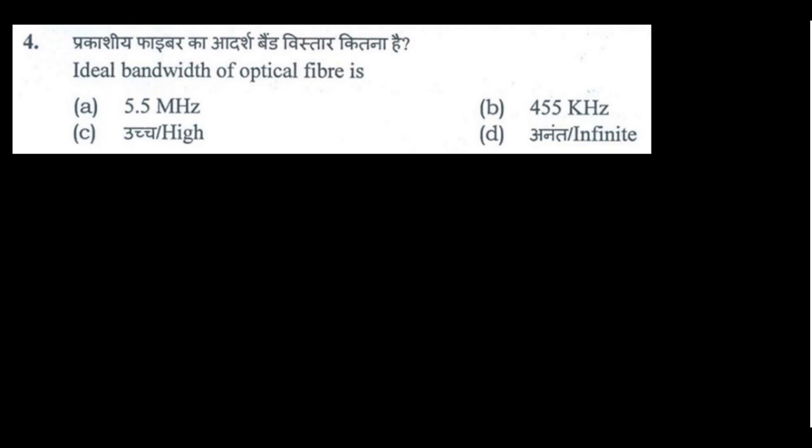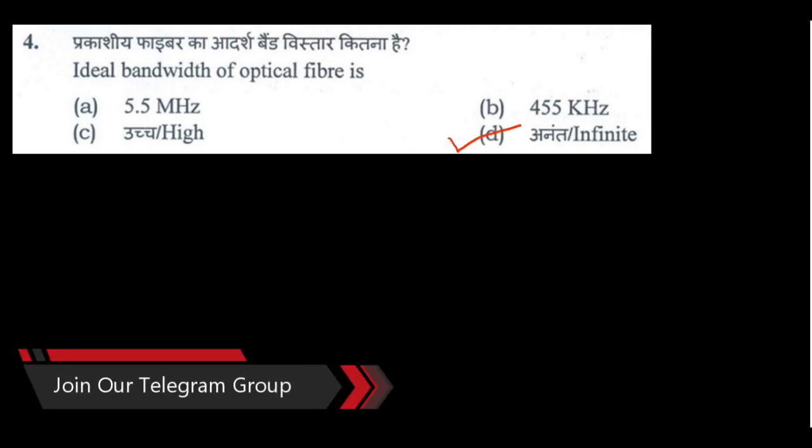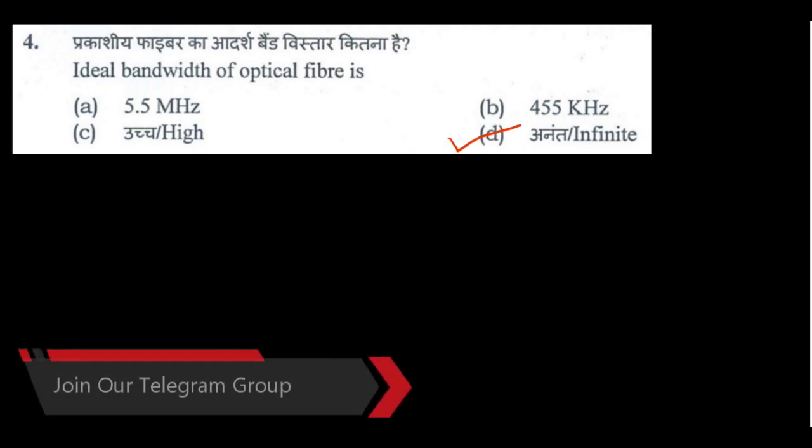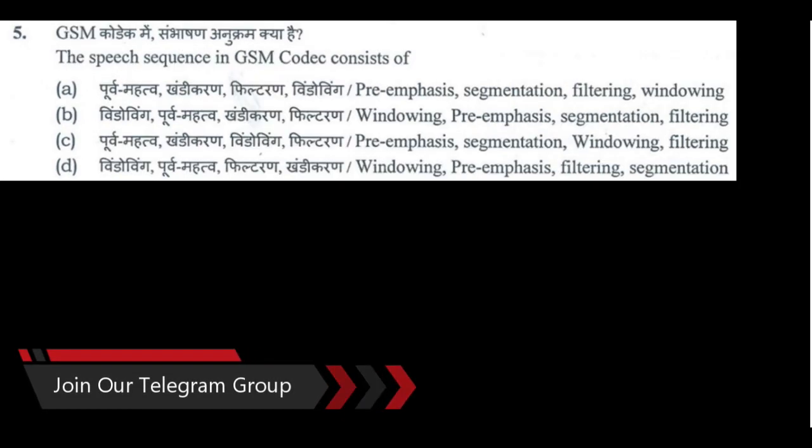Ideal bandwidth of an optical fiber is, why do we use optical fiber nowadays? Because it provides very high bandwidth. So the ideal bandwidth is what we want. Ideally we want everything infinite, amount of money, everything. Like that, the bandwidth also we need infinite from the ideal optical fiber.